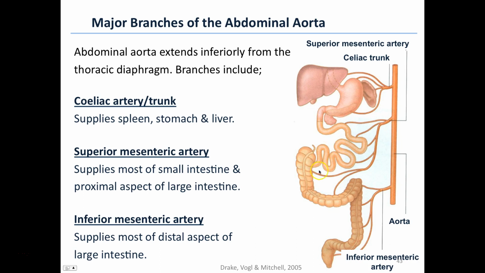It supplies all the small intestine, and as you can see, it supplies part of the ascending and part of the transverse colon. The inferior mesenteric artery is the third branch, and it helps to supply the remainder, this dark section here. This supplies the remainder of the transverse colon, the descending colon, and the sigmoid colon as well.